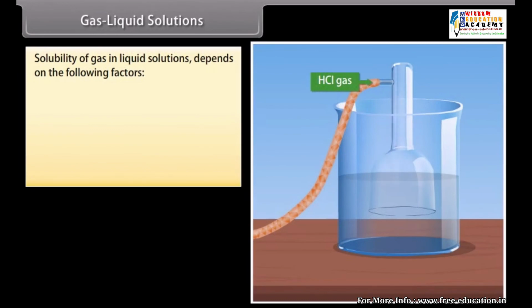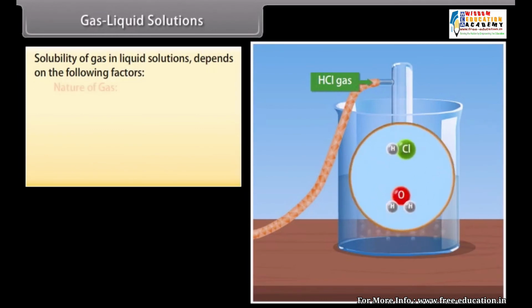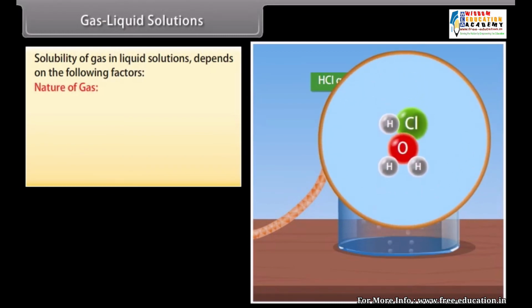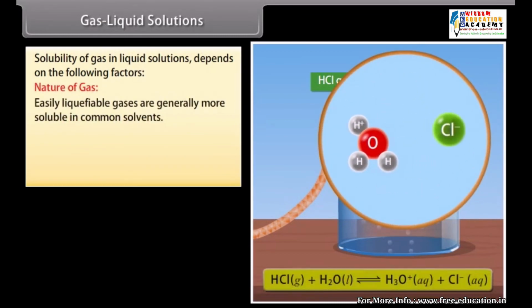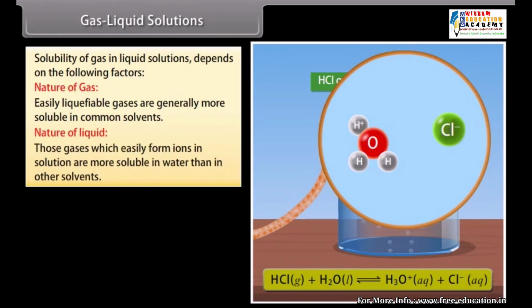Gas-liquid solutions. Gases are generally soluble in water and in other solvents to a limited extent. Solubility of a gas in liquid solutions depends on the following factors. Nature of gas: easily liquefiable gases are generally more soluble in common solvents. Nature of liquid: those gases which easily form ions in solution are more soluble in water than in other solvents.